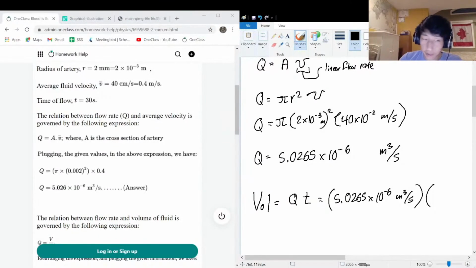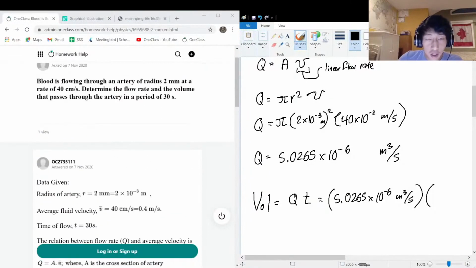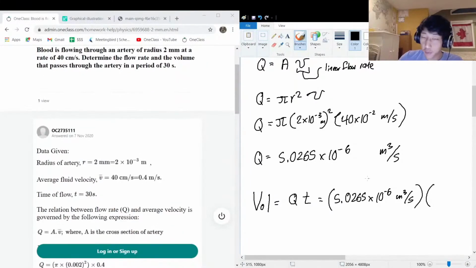So we multiply this by, how long does it ask for? 30 seconds. So if every second we're flowing this much, multiply that by 30 to get how much we'll get in 30 seconds. So pull out the calculator. Still got the old value of 5.026 times 10 to the negative 6. Okay, multiply that by 30. And what do we get?